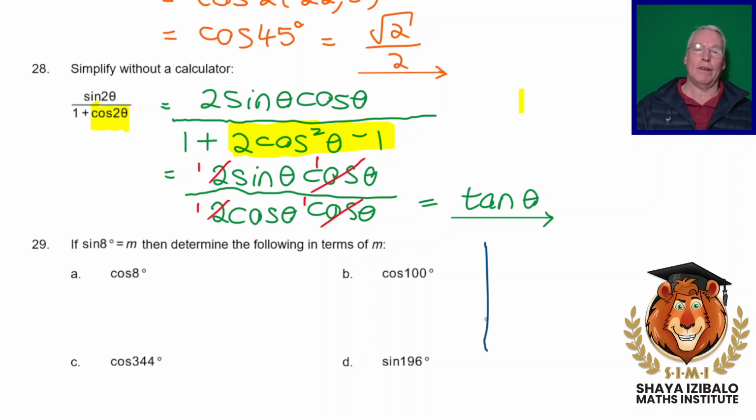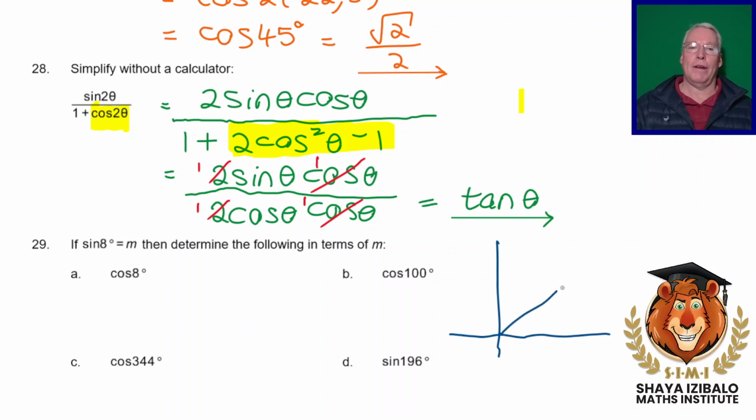We're just going to draw this nice and neatly. We draw in our set of axes, and we've got an 8-degree angle here. Sine of 8 is m, so m is the y value over the r value. This x value, by Pythagoras, will be the square root of 1 squared minus m squared.